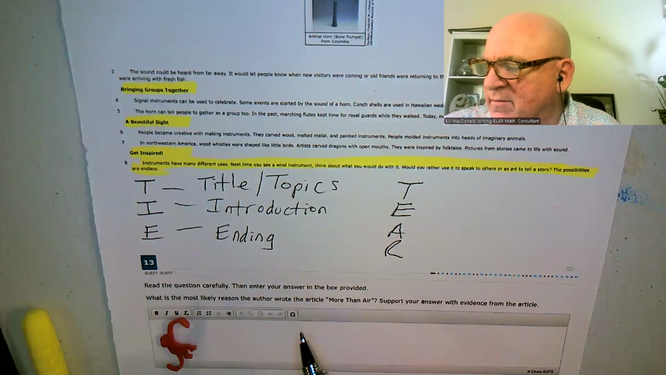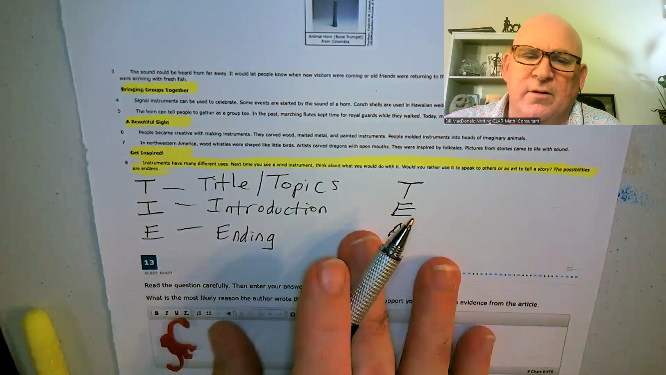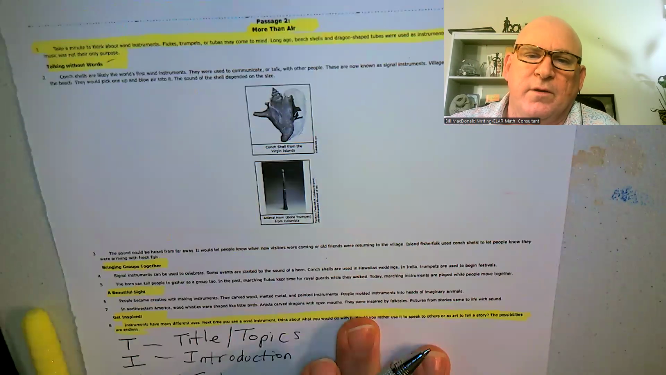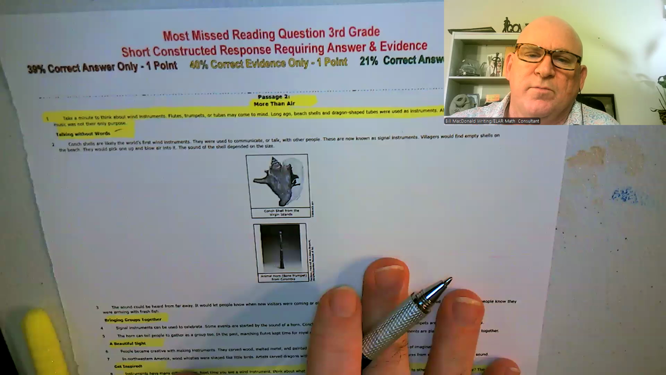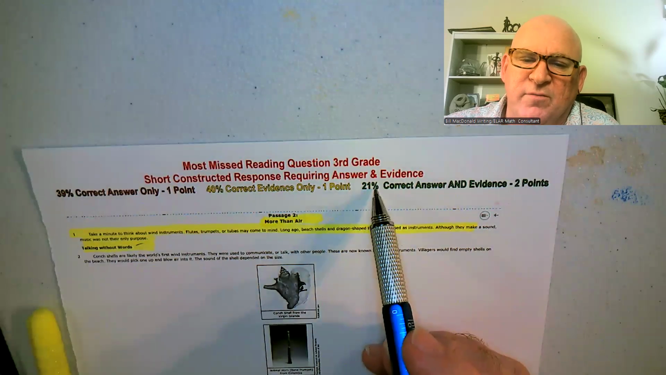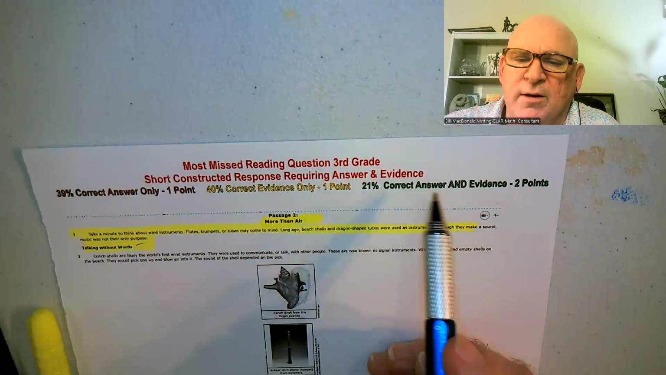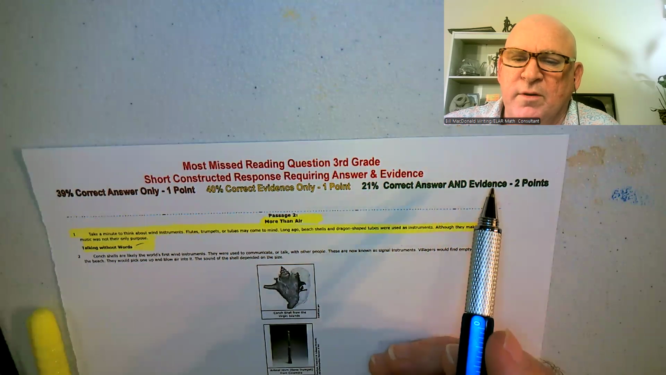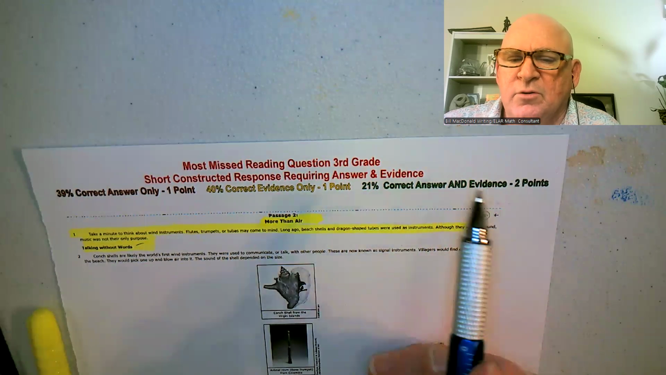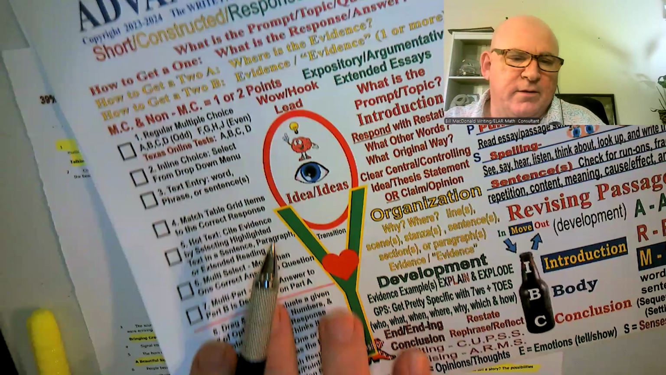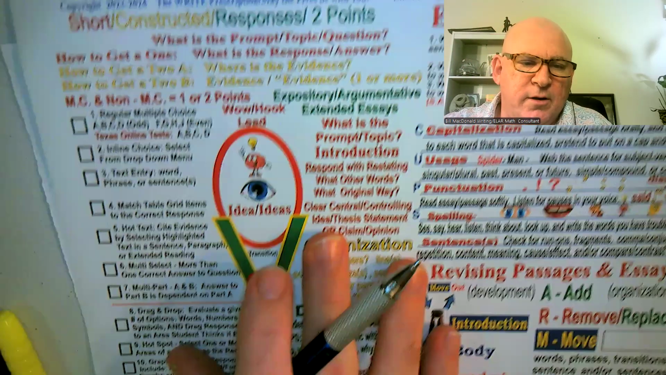And if you do have the answer and the evidence, your kids would have gotten the 2 points for this question, which, 100 minus 21, 79% of the students were not able to correctly answer in a complete thought and give at least one piece of evidence in a complete thought. So there you have it. There's one way to do what's called, we'll look here at this part right here.